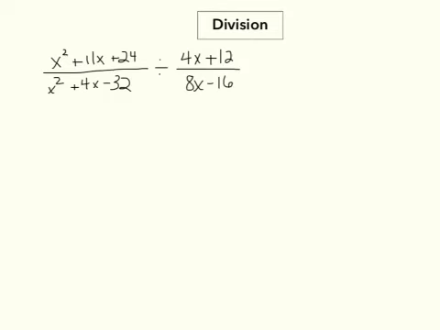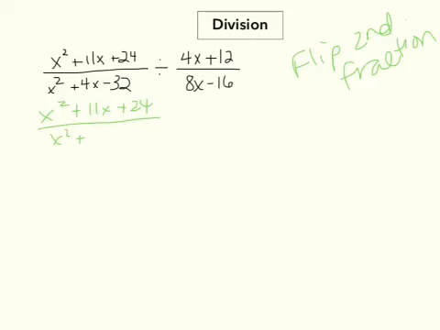I've got x squared plus 11x plus 24 over x squared plus 4x minus 32, one rational divided by another rational. So the first thing I'm going to do is flip my second fraction because we want the reciprocal. Because when you divide, you multiply by the reciprocal. So now I'm multiplying by 8x minus 16 over 4x plus 12.